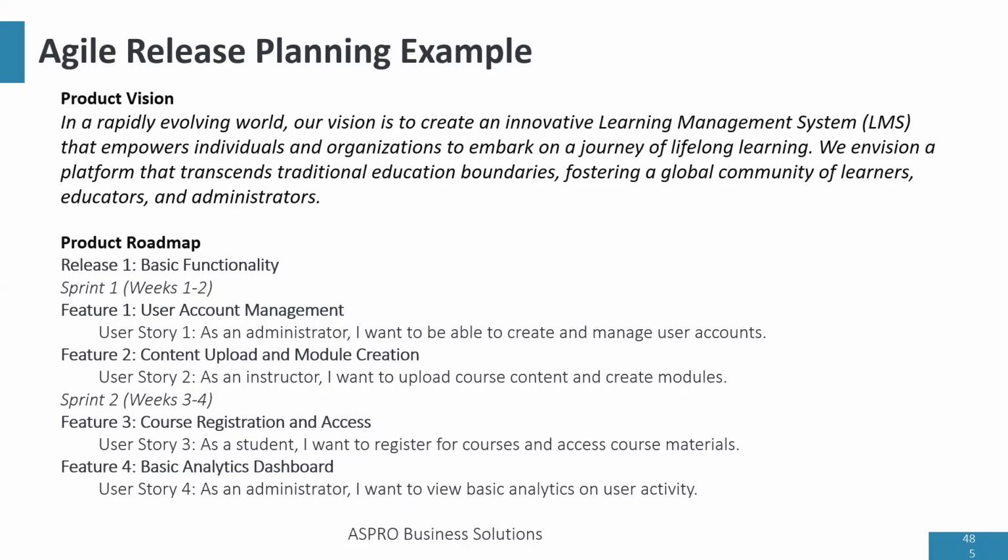Interestingly, this is possibly the product vision for sites like Coursera or Udemy, right? Because they're both learning management systems. So let's look at the product roadmap. So the roadmap is made up of releases. So the first release is basic functionality, and each release is made up of, let me see, I think three, let me check.